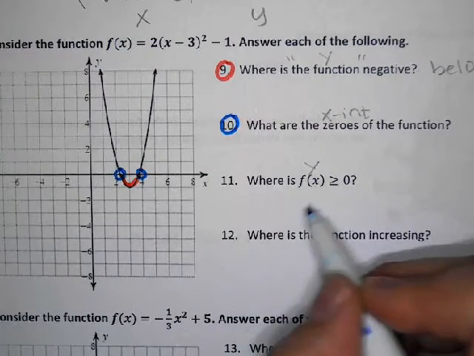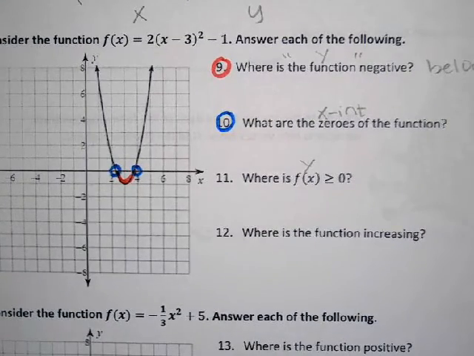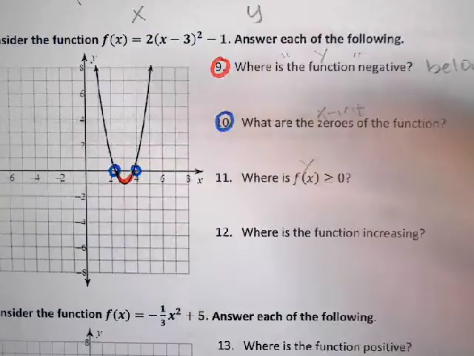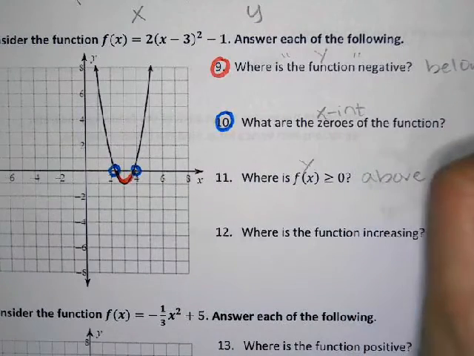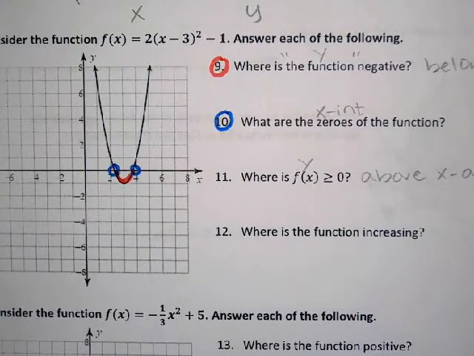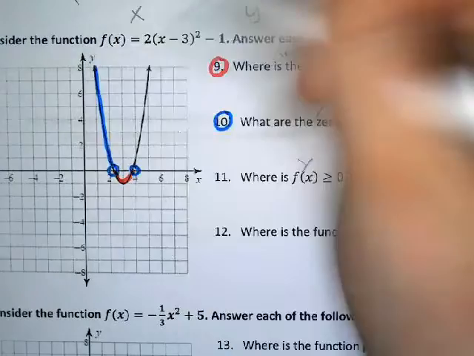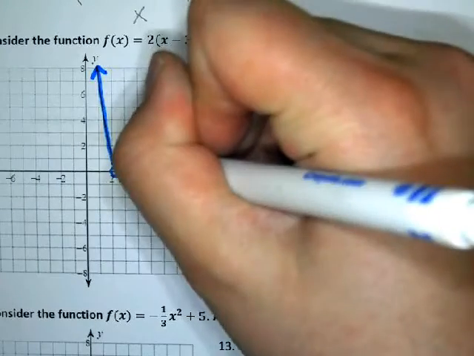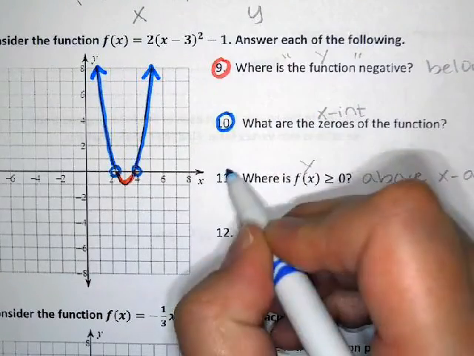And then y is greater than 0. Y is positive above the x-axis. These are all the positive y values above the x-axis. And so this is all the stuff that is true for number 11. Okay.